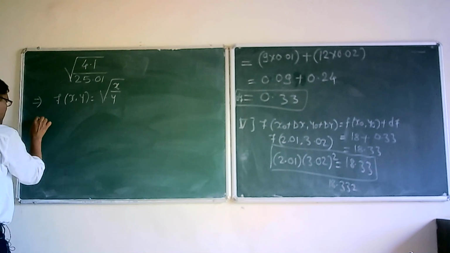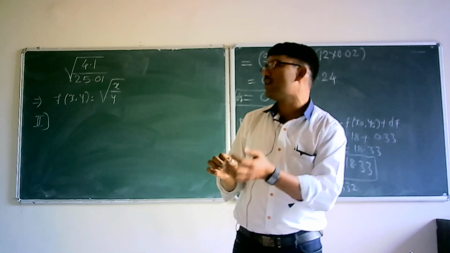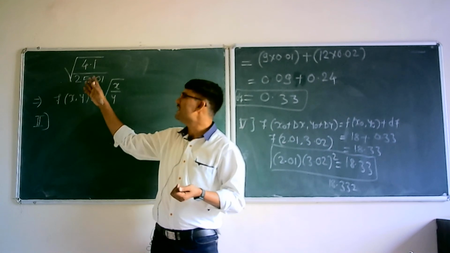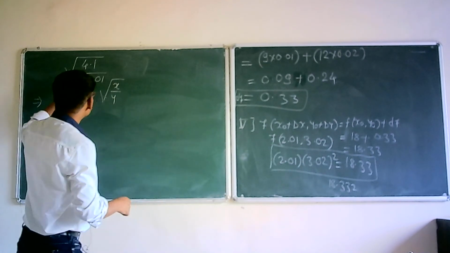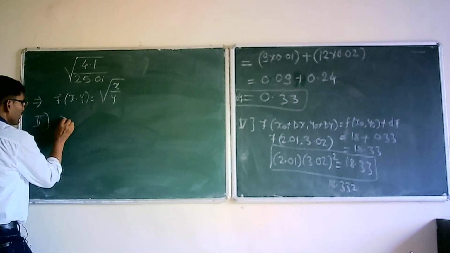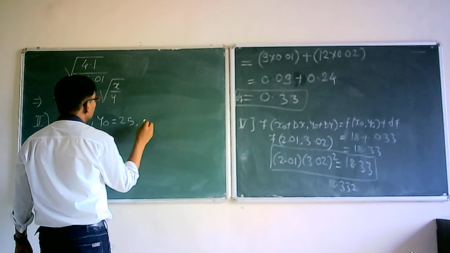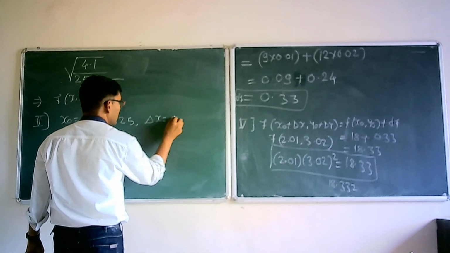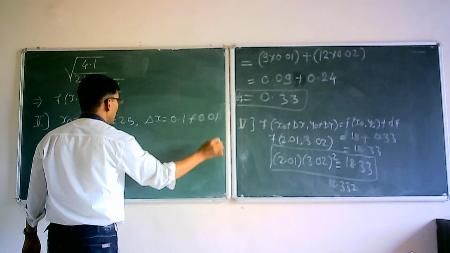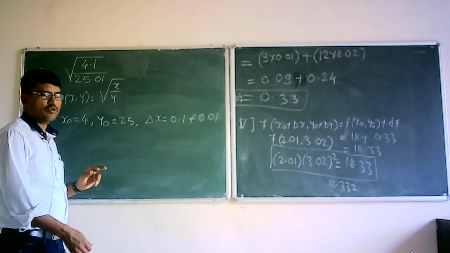Again, in step number 2, we are going to select our x0, y0, delta x, delta y. We know the square root of 4 and we know the square root of 25. So this number is very close to integer 4, and this number is very close to integer 25. So we are selecting x0 is 4, y0 is 25, delta x is equal to 0.1, and delta y is equal to 0.01.